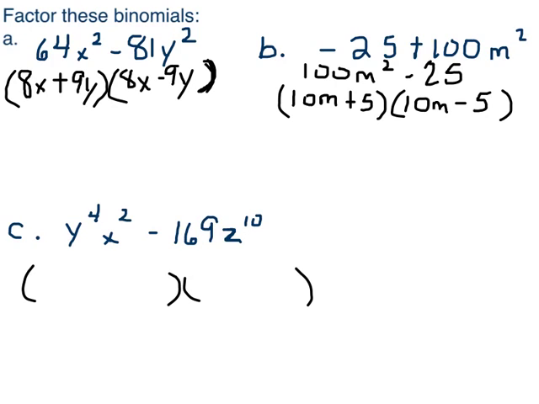Alright, the square root of y to the 4th is y squared, x plus minus, the square root of 169 is 13. And the square root of z to the 10th, remember we actually are adding, would be z to the 5th, 13z to the 5th, because z to the 10th is actually 1, 2, 3, 4, 5, 6, 7, 8, 9 times.